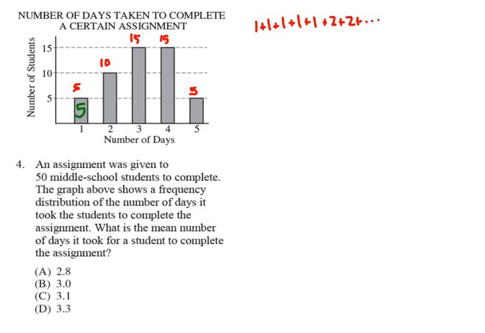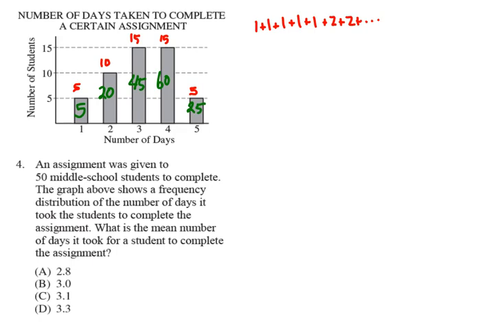Since you have 10 people for whom it took 2 days, then that would be 2 plus 2 plus 2 10 times, but that would be 20 days. Once again, 15 students took 3 days, so that would be a total of 45 days. And for those who took 4 days, it would be 4 times 15, or it would be 60 days. And then 5 students took 5 days, so that would be 25 days.